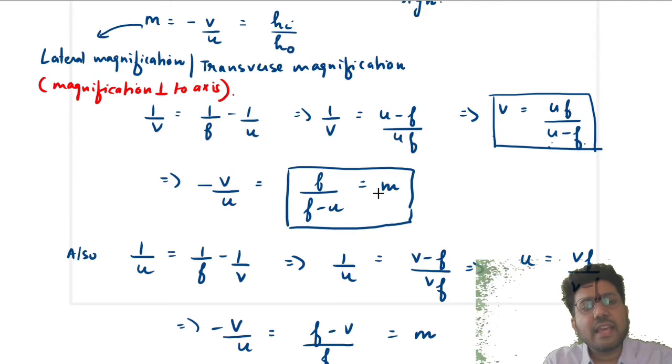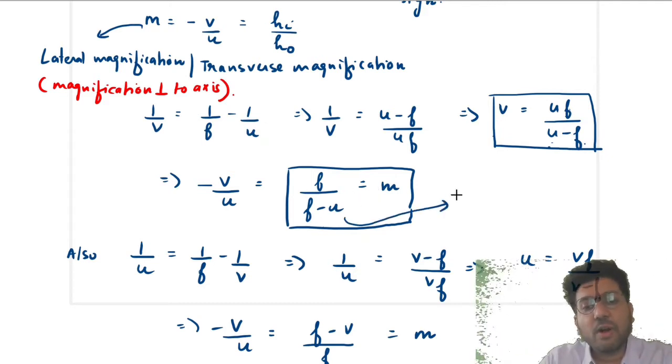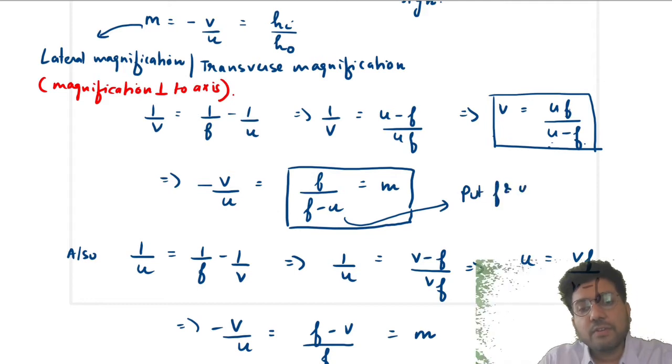You can directly say m is equal to f by f minus u. Put f and u with proper sign. Without that, everything will be wrong.